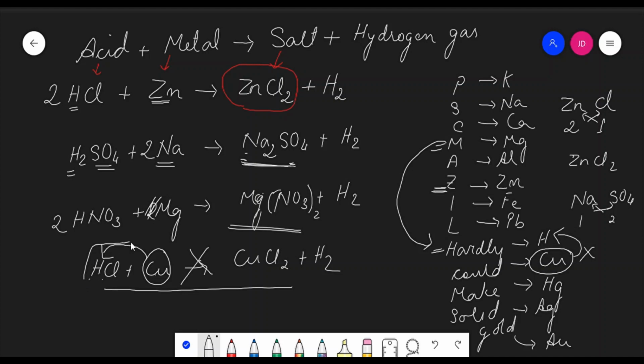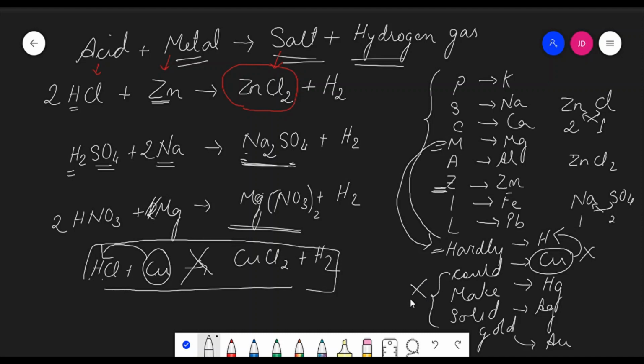So what we get here is, if the metal is more reactive than hydrogen, that means any of these, potassium, sodium, calcium, magnesium, aluminum, zinc, iron, and lead, then the reaction happens to give a salt and hydrogen gas. If they are less reactive than hydrogen, for example copper, mercury, silver, gold, then the reaction will not take place. So here we say acid plus reactive metal always gives us salt and hydrogen. If the reaction takes place, you'll get salt and hydrogen. If the reaction does not take place, you'll not get anything. I hope this part is clear.